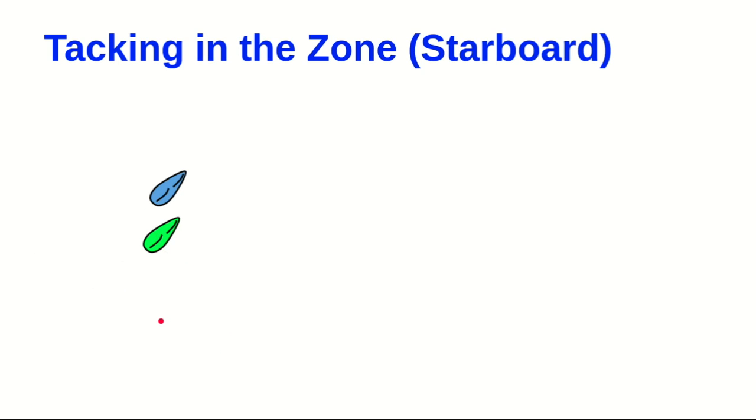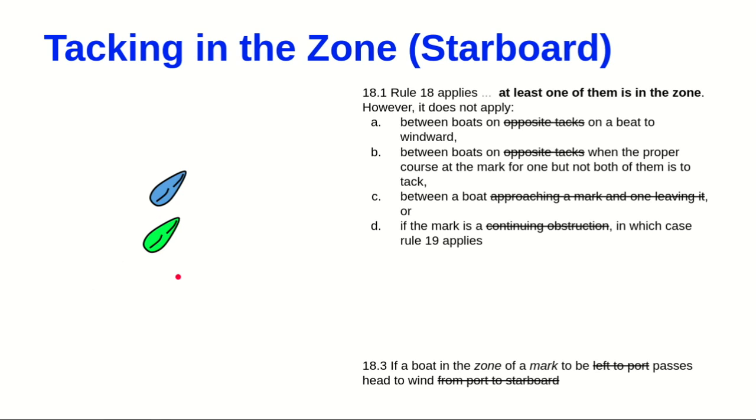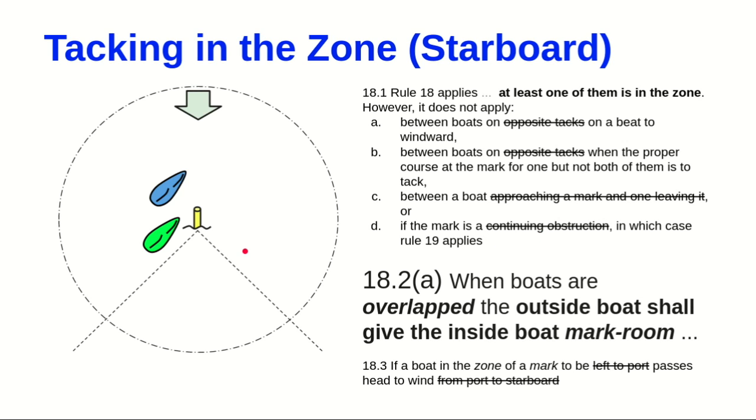So now we have two boats on the same tack. They're no longer on opposite tacks. And Rule 18 says at least one of them is in the zone. Well, we saw where the mark was. They're both in the zone. And they're not on opposite tacks, so A and B exclusions don't happen. Neither of them is leaving the mark. C doesn't happen, and the mark wasn't a continuing obstruction. So Rule 18 does apply now.